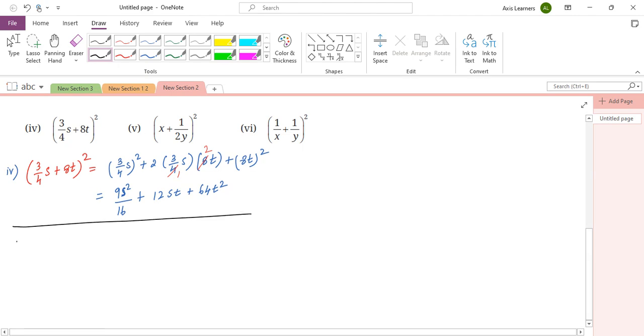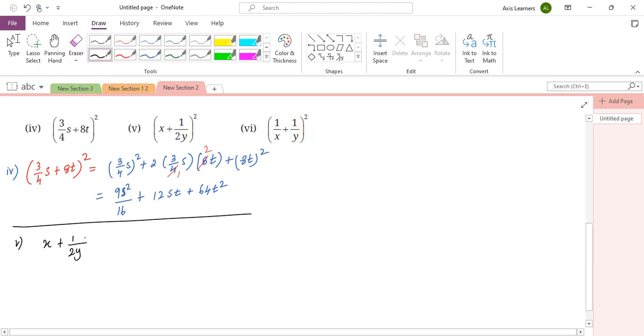Now move on to the fifth one. See the fifth one, it is like the previous one. In the previous one a is a fraction and the other is an integer. In the fifth one, the a term is an integer like 1 and the b term is a fraction, 1 by 2y. We will solve this, x plus 1 by 2y. See this, in the previous expression we had variables in the numerator, but here y is in the denominator. So do this carefully.